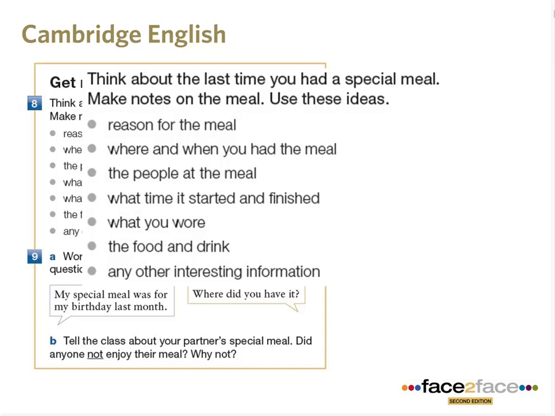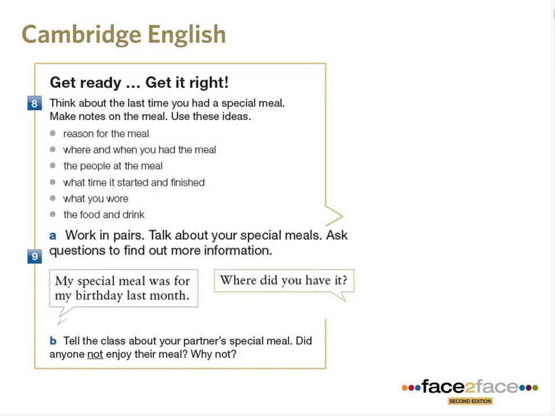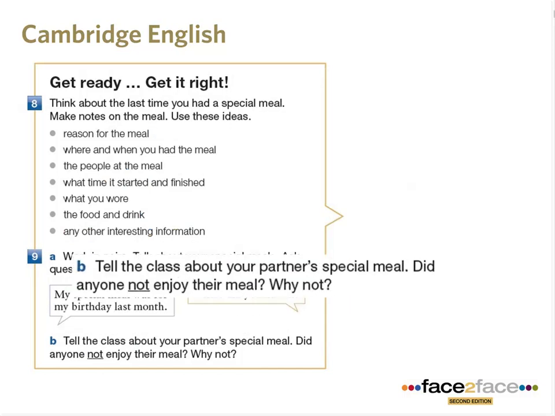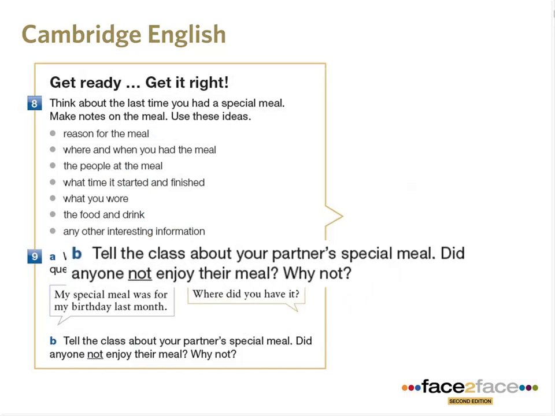Students work on their own, make some notes for a few minutes. Then, when you do the speaking activity, where they talk about their special meals, they'll be much more fluent and communicative because they know exactly what they're going to talk about before they speak. And again, with shy or less confident students, this preparation stage is essential to make it successful. And at the end, we ask a few students to tell the class about their partner's special meal.